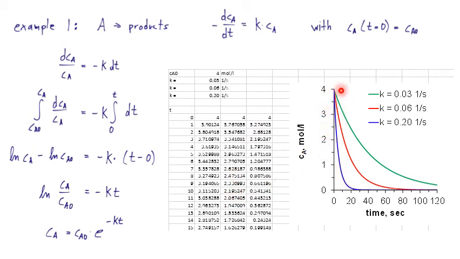For the slowest rate constant, it takes the longest time to go down to full product, and for the intermediate and for the fastest, it's very quick. So even for the 0.2 per second, after 20 seconds, I almost have full conversion. So this is a slow reaction, and this is a fast reaction, and this is a reaction of first order.